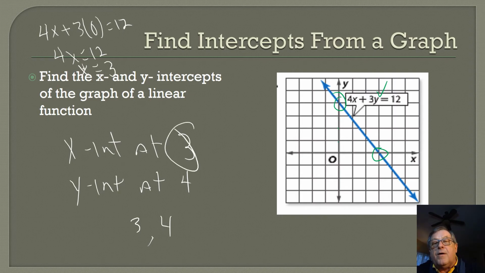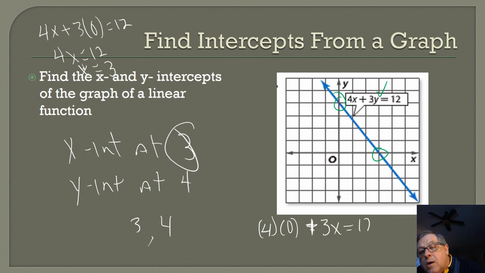And also, if I wanted to find the y-intercept, I'd set x equal to 0. So let's say 4 times 0 plus 3y equals 12.